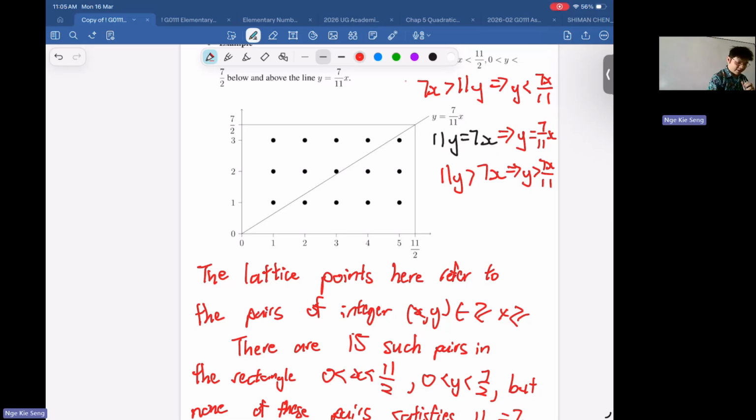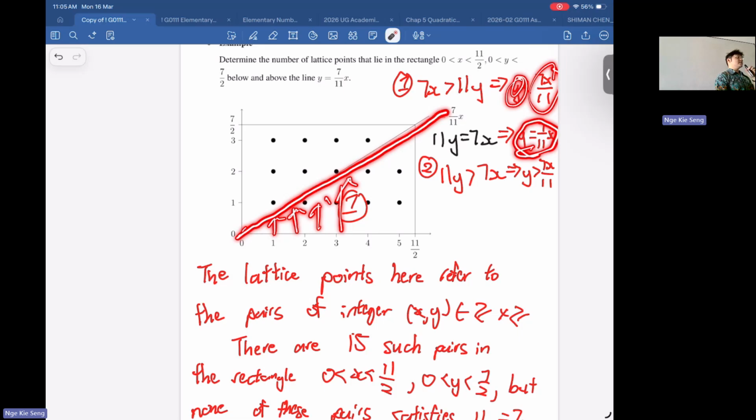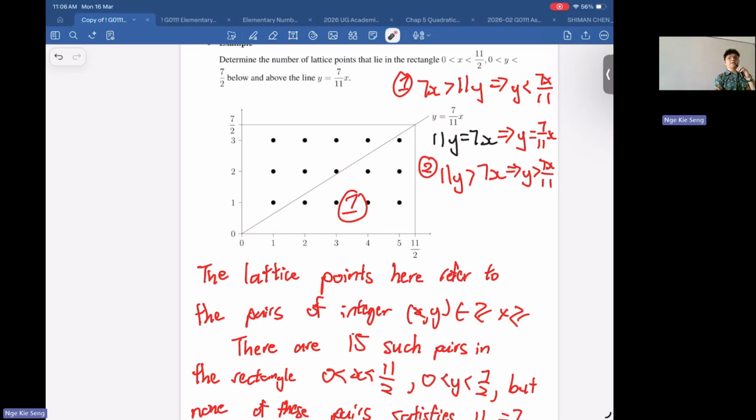Okay. So from here, can you decide? So let me label that. So here is 1, here is 2. So is 1 above or below? Below, right? Okay, so because it says your value of y is less than this 7x over 11. But then this line is exactly those points that are 7 over 11 x. Okay, does that make sense?